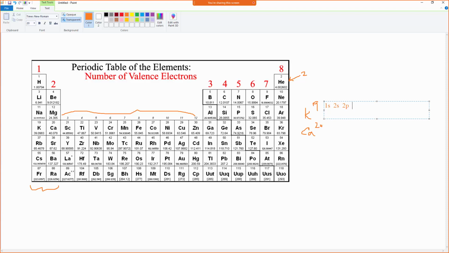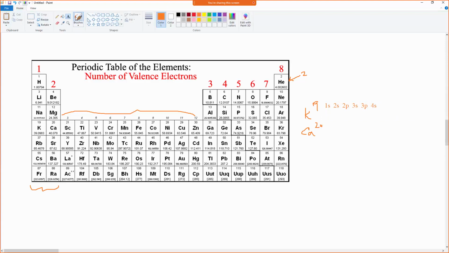And then I start filling the 3s. That's going to give me an additional 2, so that's 12. And then the 3p, which gives me an additional 6, that's 18. And then I have to skip to the 4s, which is going to give me 1 more. So this then, 1s2, 2s2, 2p6, 3s2, 3p6, 4s1. That's the electronic configuration for potassium.